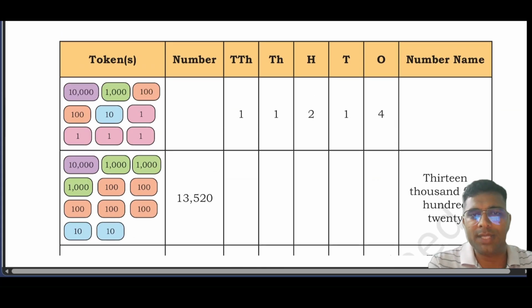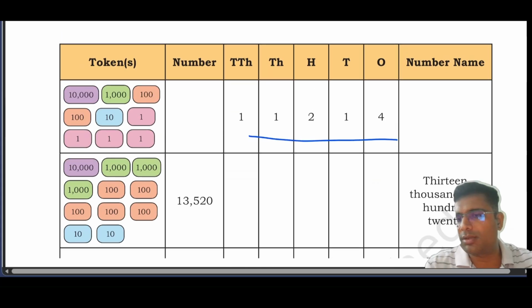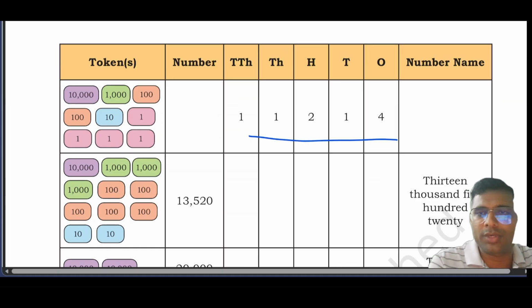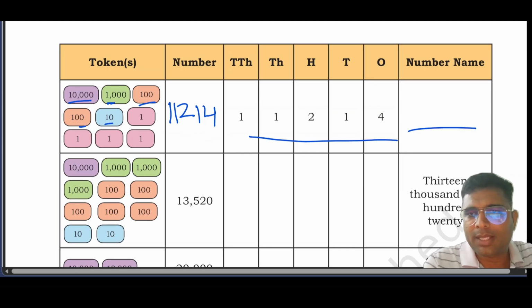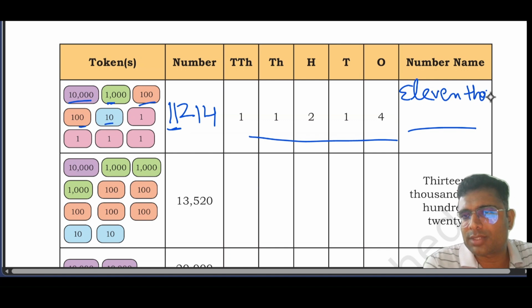Here the column is already filled, we just have to write in words and in numbers. So 1 ten thousand. How many thousands are there? Again 1 thousand. How many hundreds are there? 2 hundreds. How many tens? 1 ten. How many ones? 4 ones. So this is 11,214.